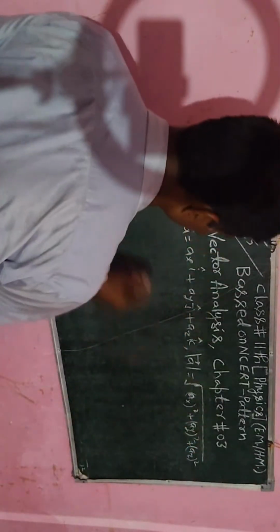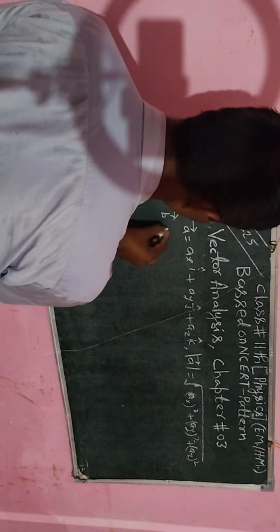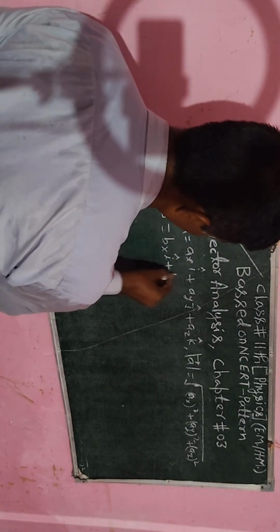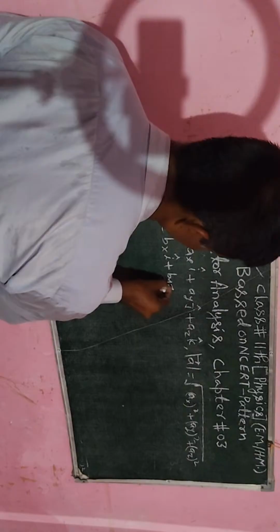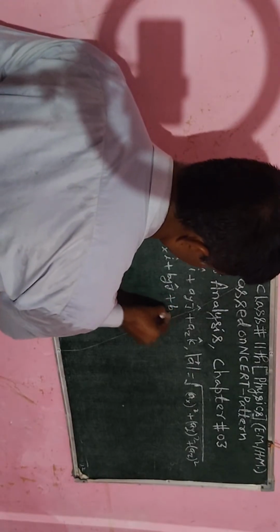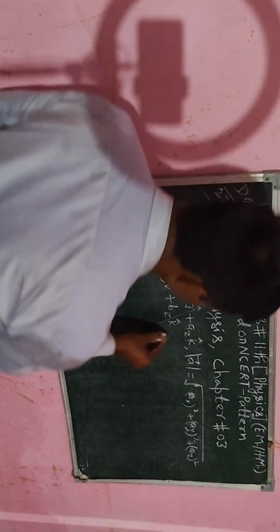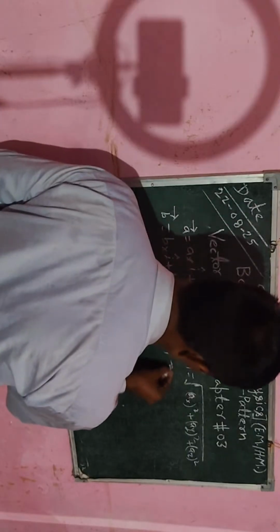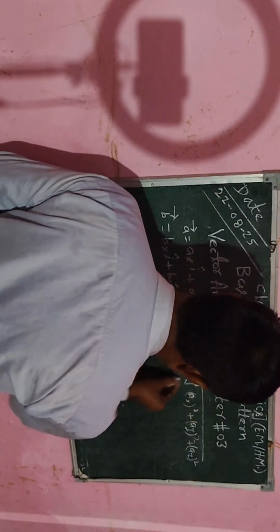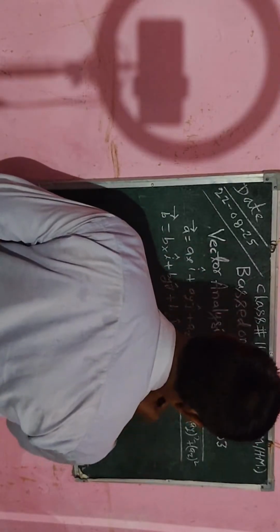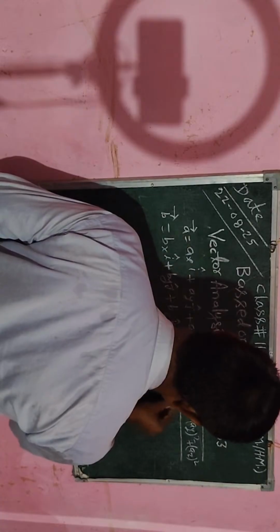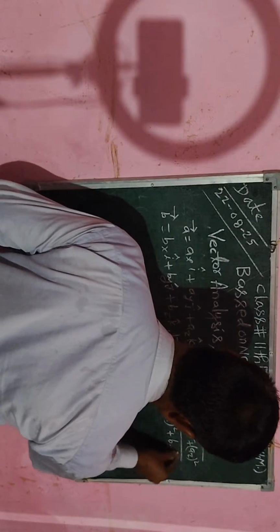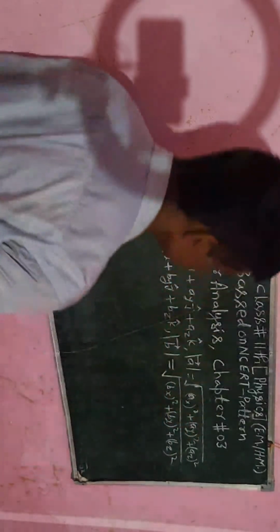You have to know this. Similarly, the other vector I am considering here is B, which is written as Bx i cap, By j cap, and Bz k cap. So I have written that. Now further I take the magnitude of vector B, which is equal to the square root of Bx squared plus By squared plus Bz squared. So I have written that properly.